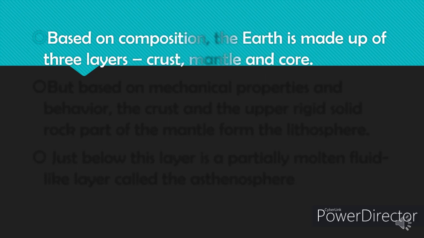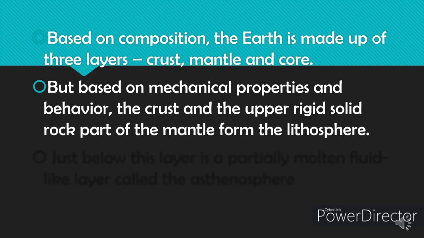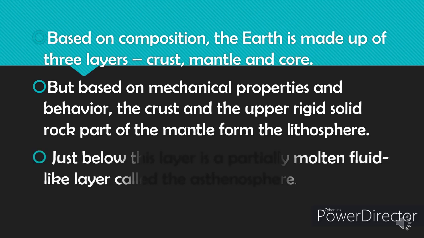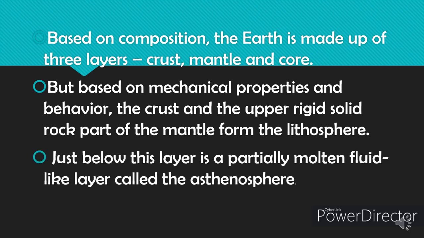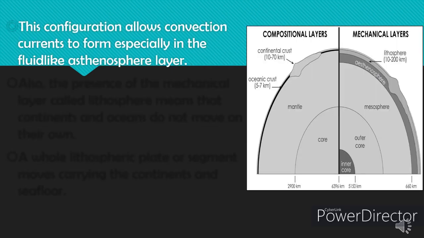Based on composition, the Earth is made of 3 layers: crust, mantle, and core. But based on mechanical properties and behavior, the crust and the upper rigid solid rock part of the mantle form the lithosphere. Just below this layer is a partially molten fluid-like layer called the asthenosphere. This configuration allows convection currents to form especially in the fluid-like asthenosphere layer.